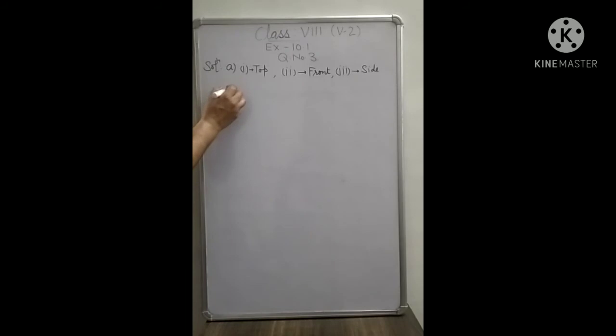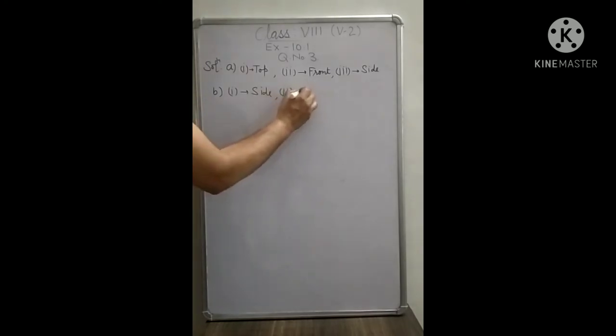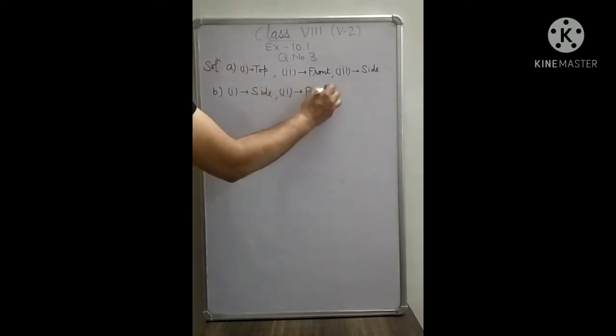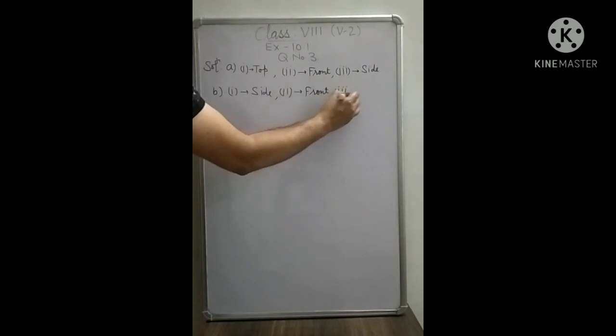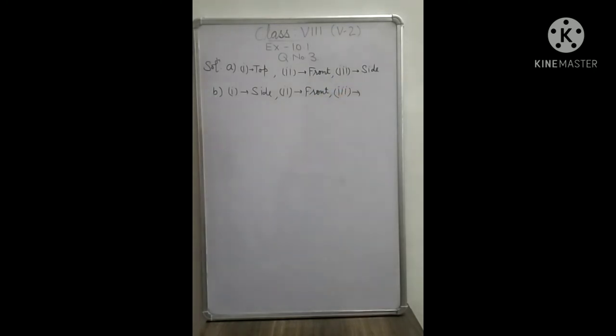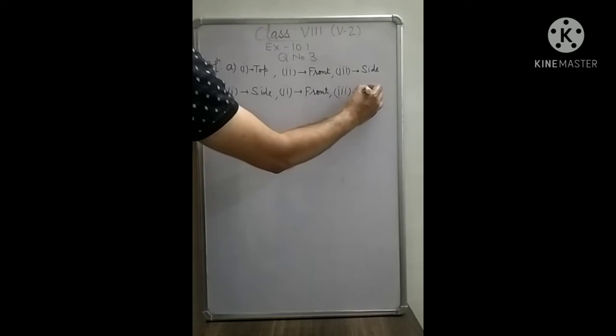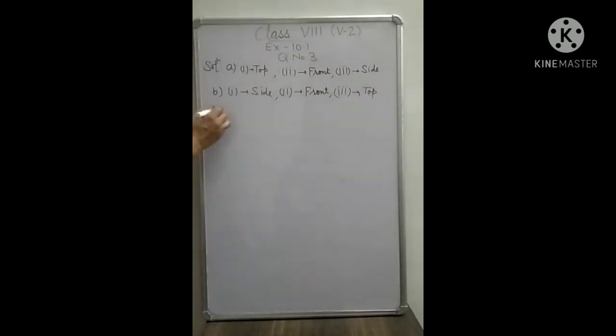In B part, the first figure shows 2 boxes, and 2 boxes can be seen only from the side. So this is your side view. Then the second one has 3 boxes, and 3 boxes can be seen from the front. So the second one is your front view. In the same way, the third figure shows 4 boxes, and 4 boxes can be seen only from the top. So this is your top view. In this way you have to pick all these things.